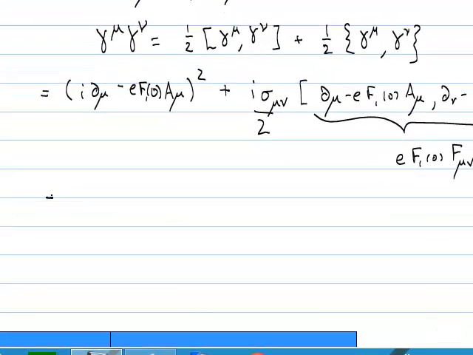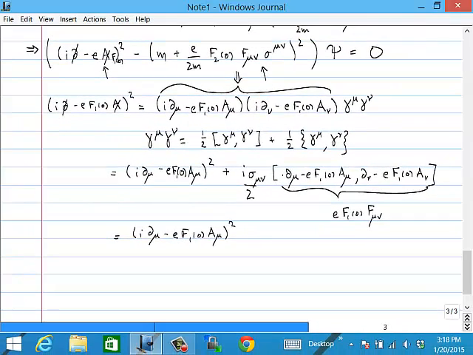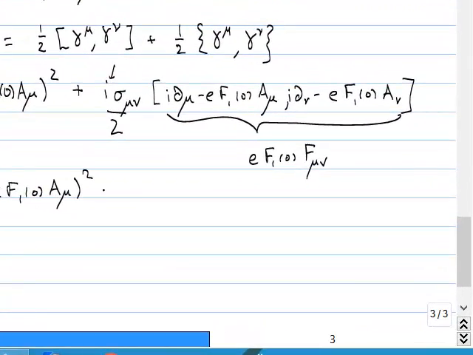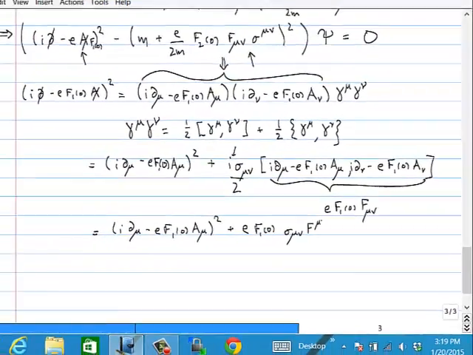Okay. So putting it all together, you get the usual Klein-Gordon kinetic term. Let's see, hopefully I got all the factors right. Is there a factor of i somewhere? Did I miss a factor of i? Yeah, there's a factor of i here. Good, which is going to cancel that factor of i right there. So I get e F1(0) times sigma^mu nu F_mu nu.